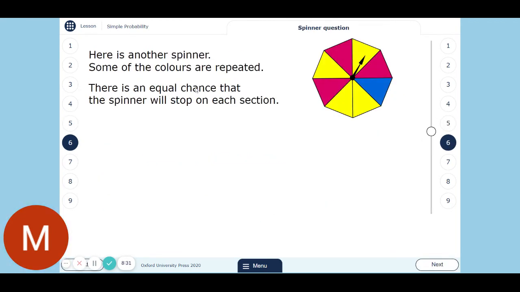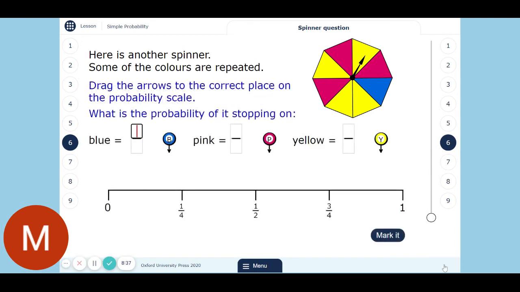Here's another spinner. Some of the colours are repeated. There's an equal chance it'll land on each section. So what's the chance of getting blue? Well, there's 1 blue section out of, there's 1, 2, 3, 4, 5, 6, 7, 8. So I'm going to say it's got a chance of 1/8. Pink, that's 3 out of 8. And the yellow one, that's 1, 2, 3, 4 out of 8, which is the same as a half.